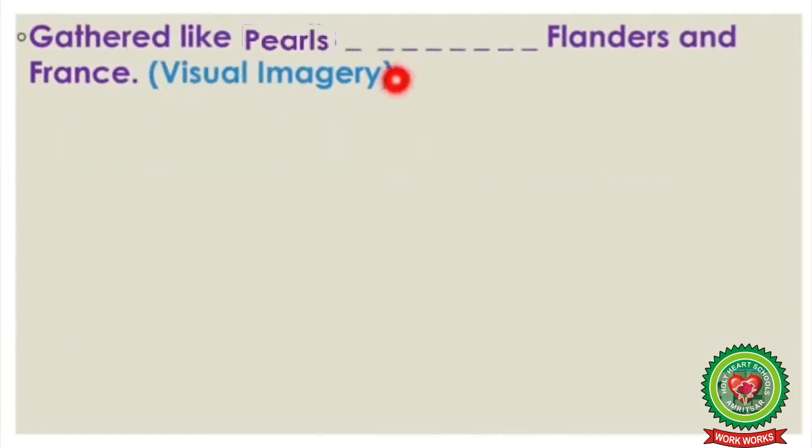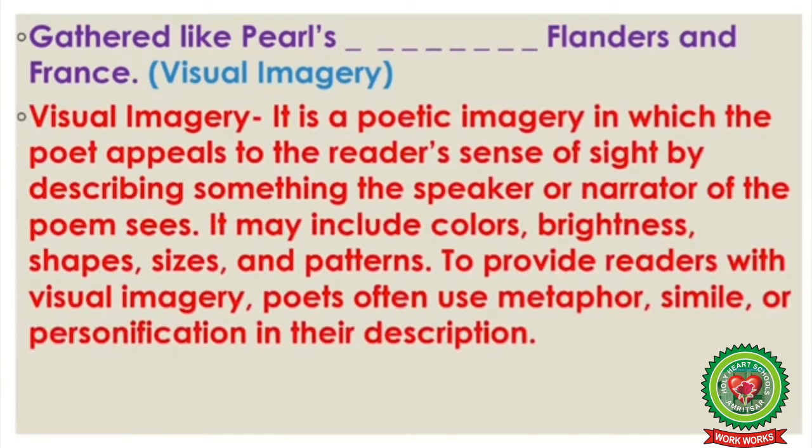Gathered like pearls till Flanders and France. These lines represent one other literary device, that is visual imagery. Now what is visual imagery, children? It is a poetic imagery in which the poet appeals to the reader's sense of sight by describing something the speaker or narrator of the poem sees.